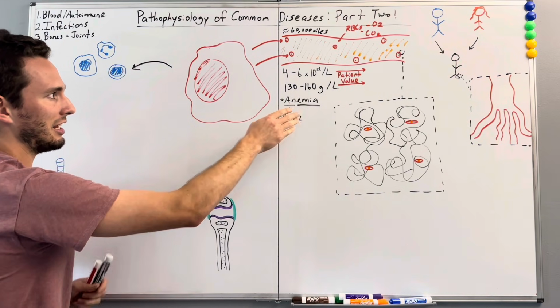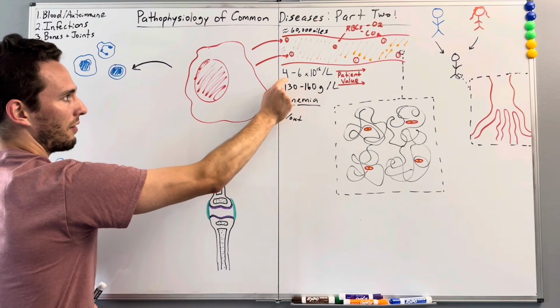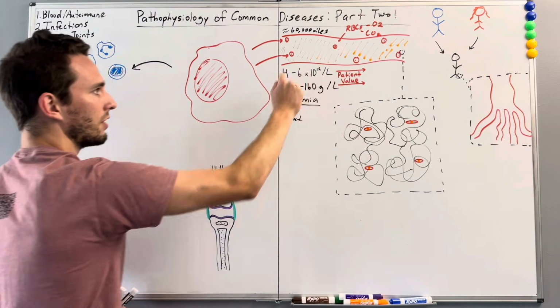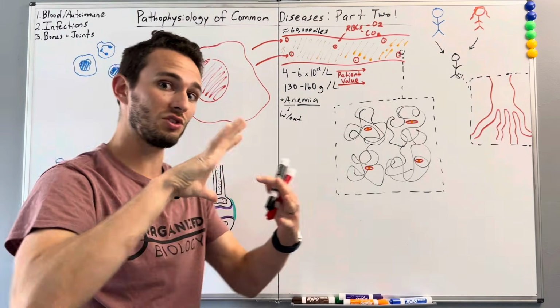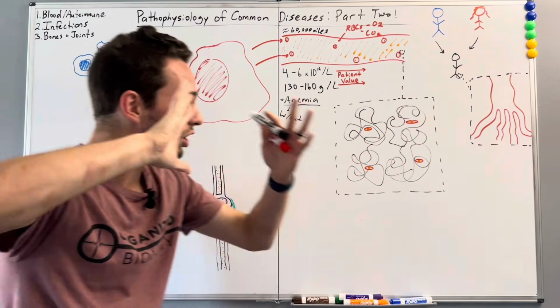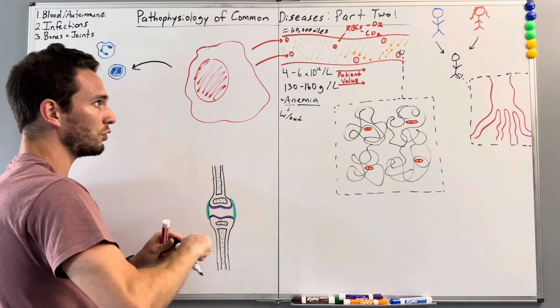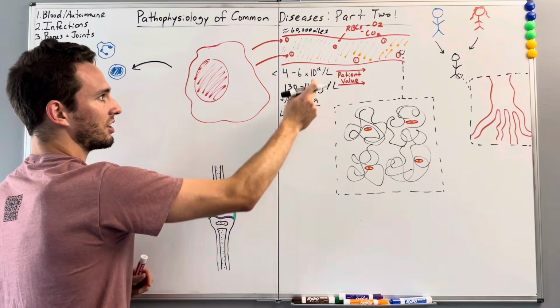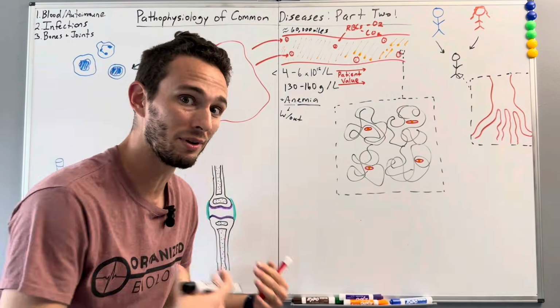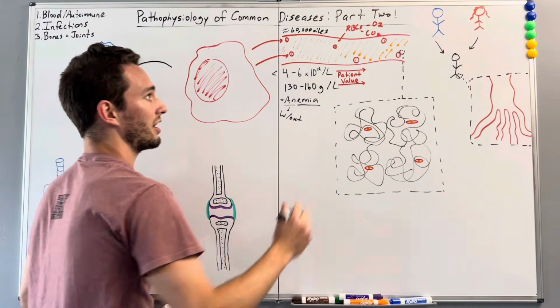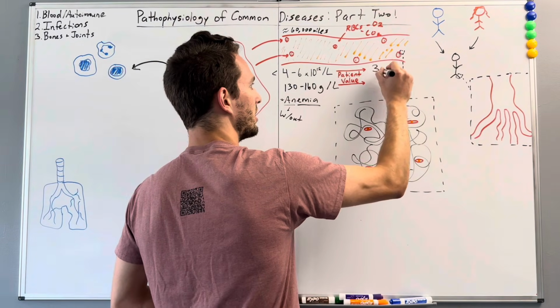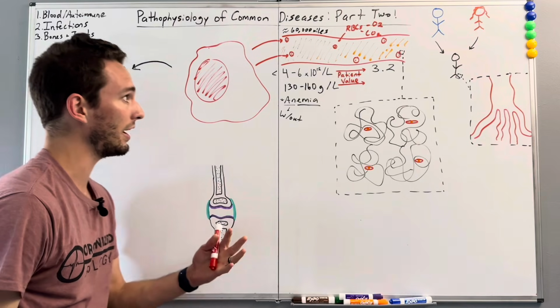Now, when we have anemia, we classify it as having a value under a certain range. So remember, with homeostasis, we have a set range of values. We need to keep in that range in order to stay healthy and alive. If you have less than 4 to 6 times 10 to the 12th red blood cells per liter, you're considered anemic. So we'll say this person has a 3.2, so pretty low, right?